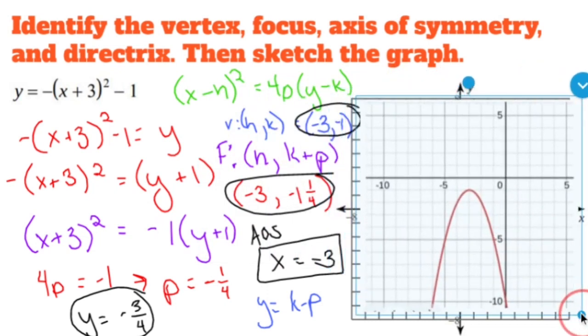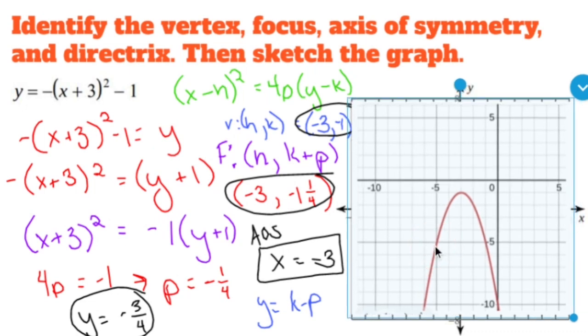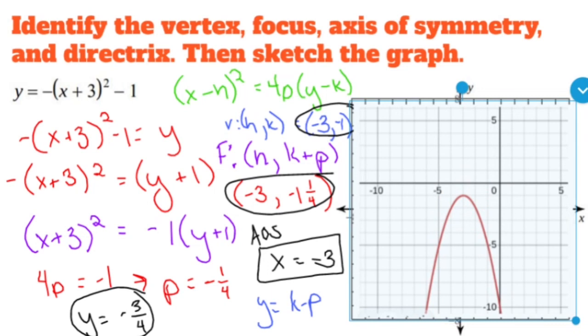So, why is it upside down? Because this is negative. That's thing number one. Okay, let's label this picture a little bit. My vertex is -3, -1. So my vertex does live right there. Okay, my directrix right here is y equals -3/4. So it's like a little dashed line, kind of like right there. Whereas my focus, -3, -1.25, lives right there.